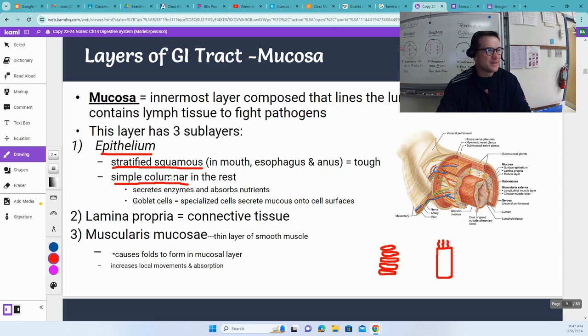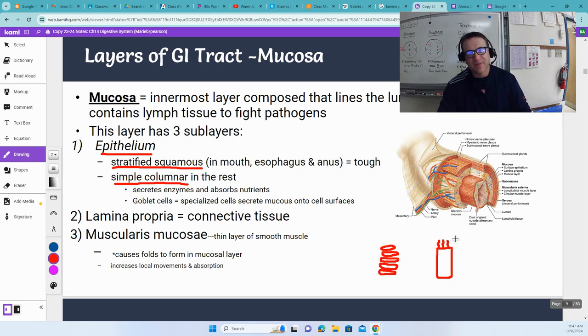All right, so these simple columnar cells only have one layer, they don't have a bunch of different layers. Their jobs: they secrete enzymes, so they're going to release enzymes, which help to break down the food. Chemical digestion. There's mechanical digestion like mastication, chewing, that's mechanical. And then enzymes are part of chemical digestion, breaking down food using chemicals. So these guys release enzymes, so they release stuff, but they also absorb stuff.